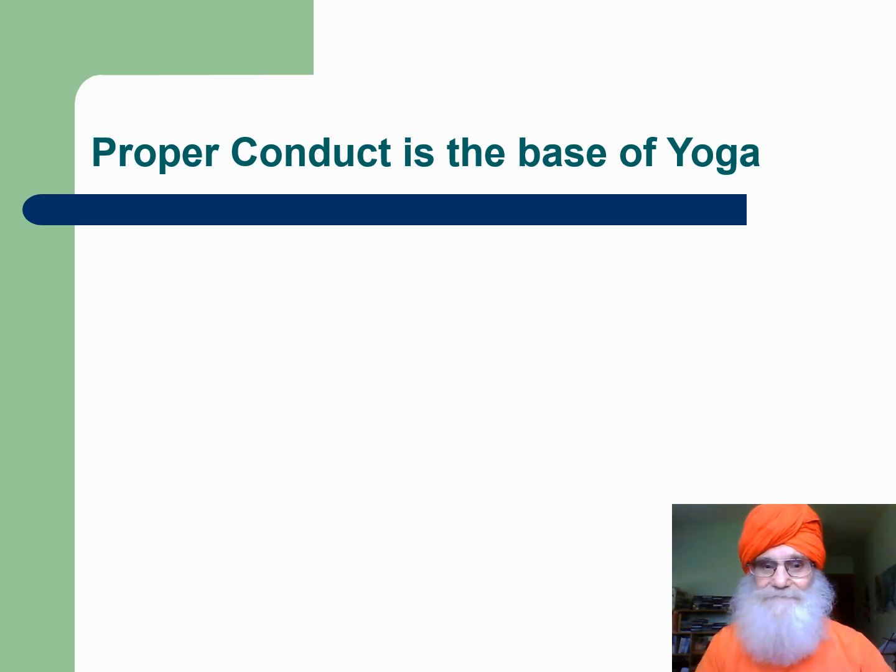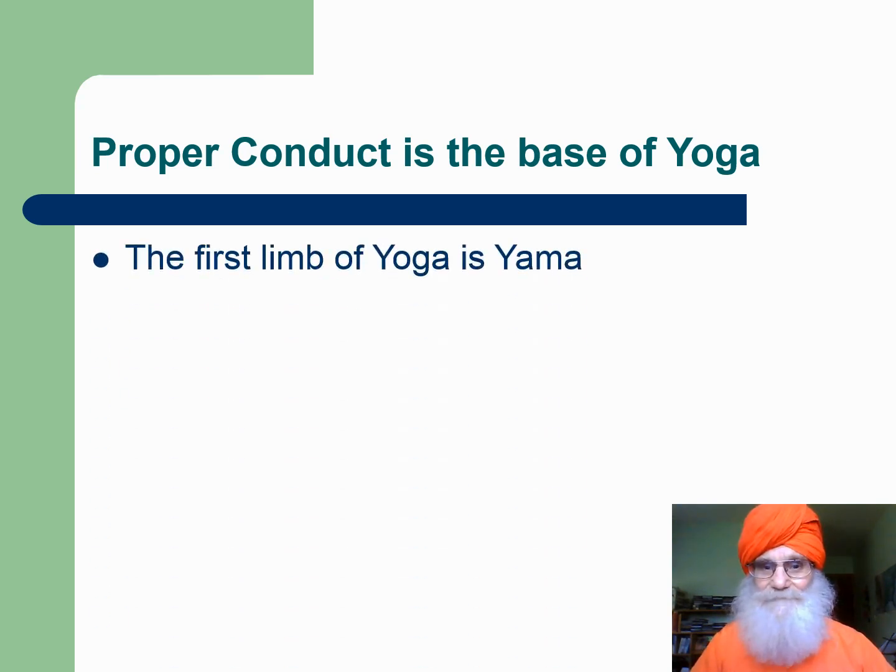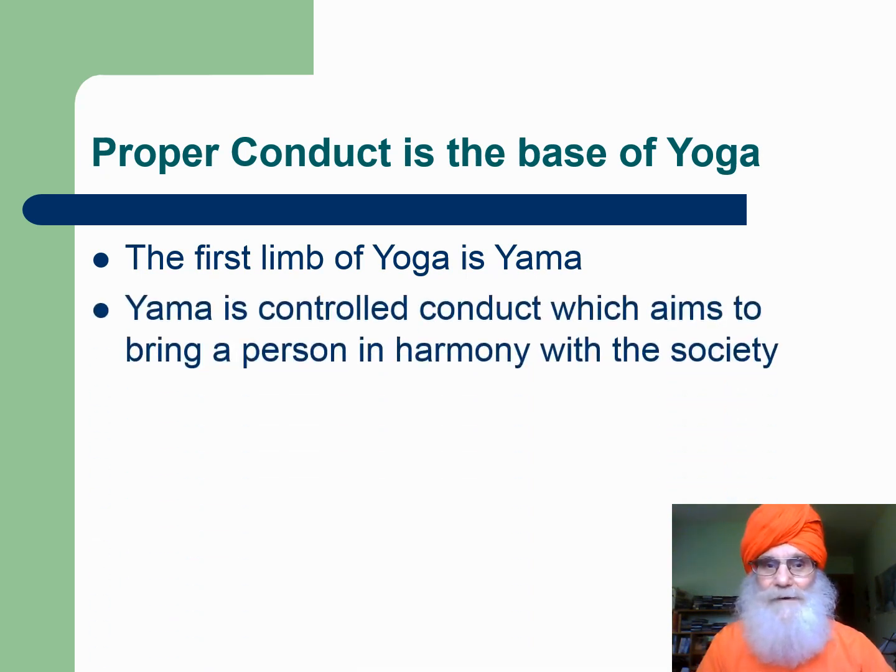So what is that? The first limb of yoga is called Yama. Yama means controlled conduct, which aims to bring you into harmony with society. These steps that we're going to talk about, whatever you do in them, help you to maintain cordial and proper relations with the people around you. So it's very important to learn this kind of conduct.